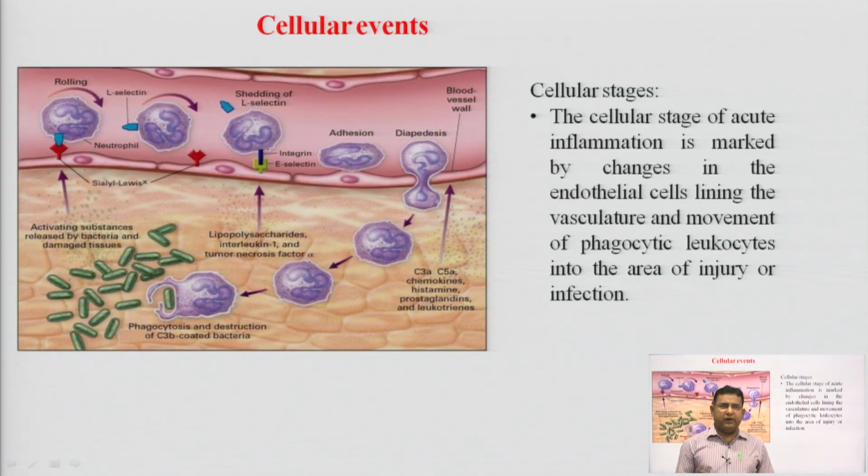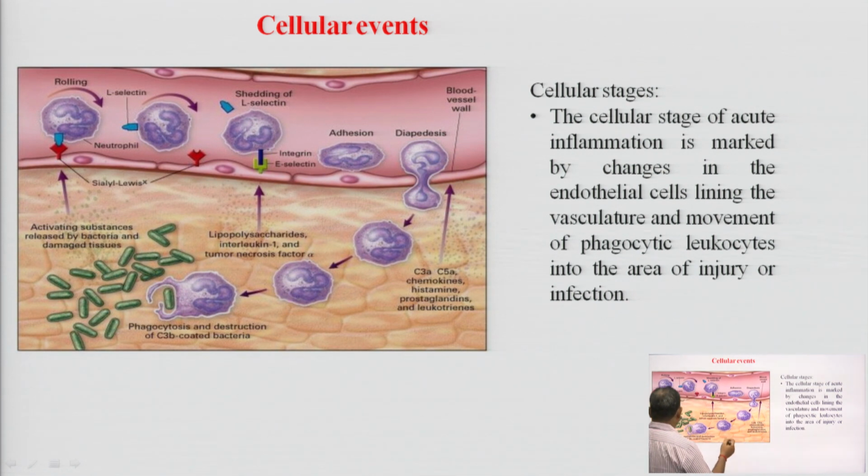Next, come to the cellular events. The cellular stage of acute inflammation is marked by changes in the endothelial cells lining the vasculature and movement of phagocytic leukocytes into the area of injury or infection.